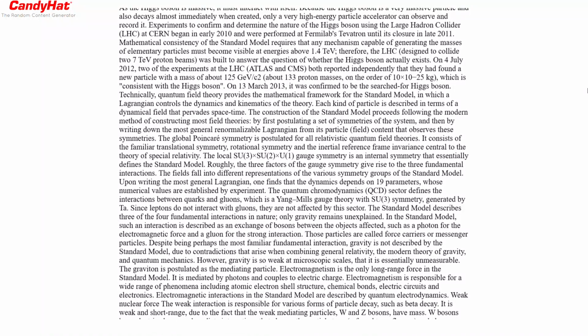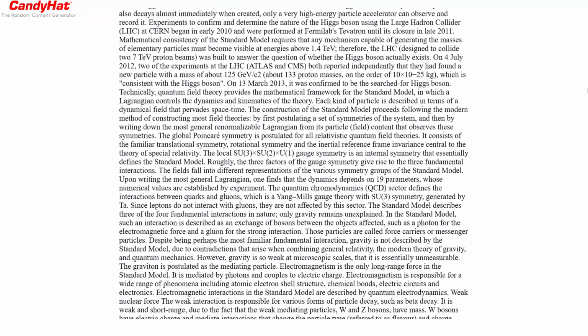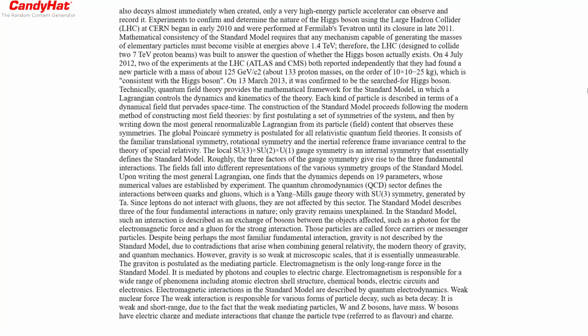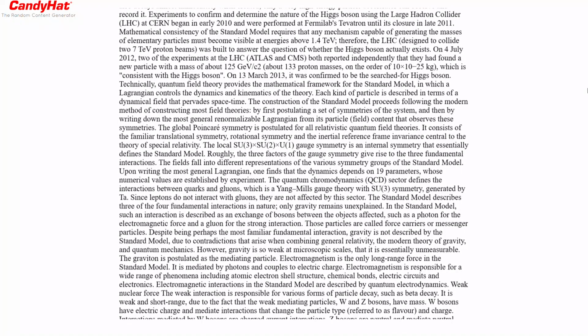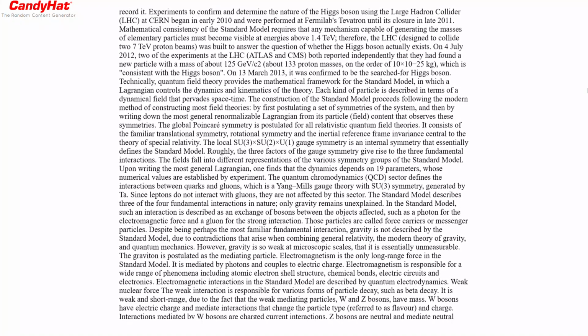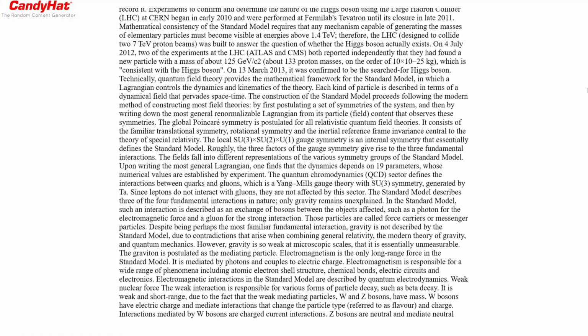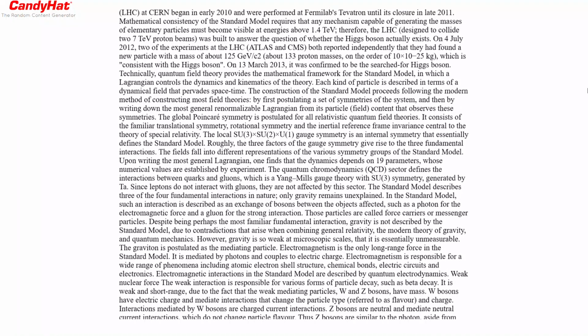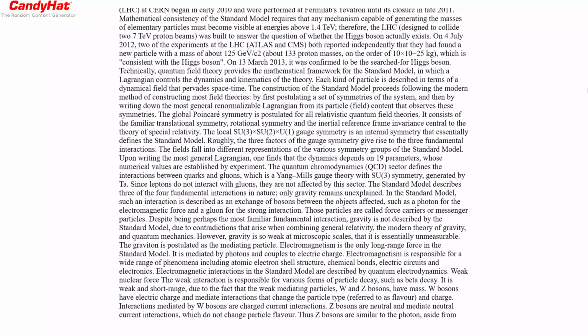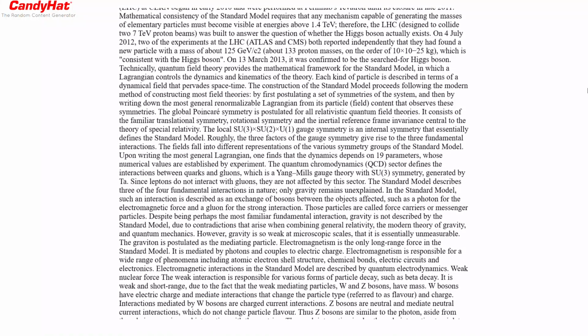The Standard Model describes 3 of the 4 fundamental interactions in nature, only gravity remains unexplained. In the Standard Model, such an interaction is described as an exchange of bosons between the objects affected, such as a photon for the electromagnetic force and a gluon for the strong interaction. Those particles are called force carriers or messenger particles.